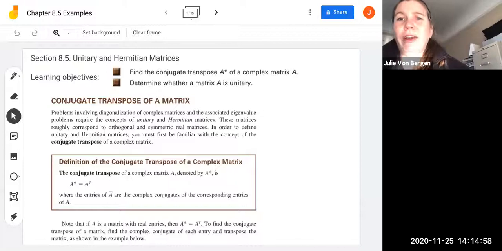In order to define unitary and Hermitian matrices, you must first be familiar with the concept of the conjugate transpose of a complex matrix. So the conjugate transpose, we denote A with a star.